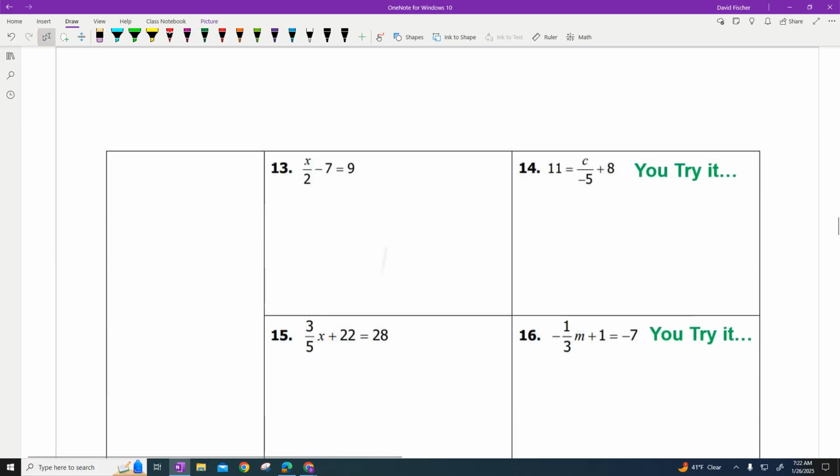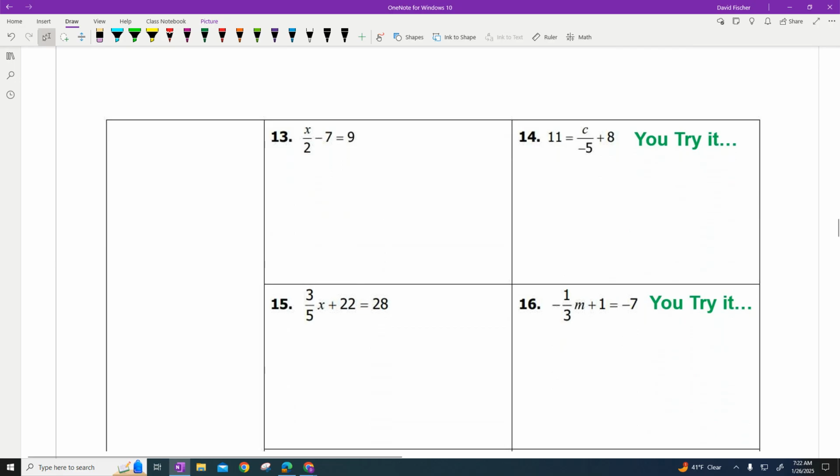Here we go on number 13. Again, I'm doing PEMDAS backwards, so I see a minus 7 right there. So I want to add 7 to both sides. Math happens, so I like to draw a line like this versus everything just kind of hanging out there in space. Somebody looking at my work will say, look, they added 7 to both sides, and they still have an x over 2 on this side. On this side, I got 9 plus 7, which is 16.